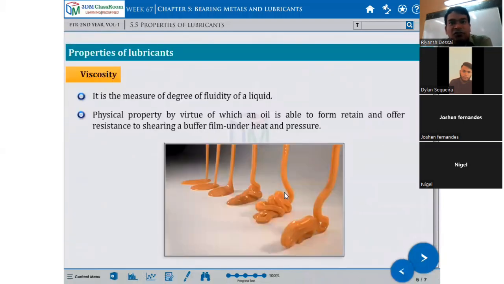First is viscosity. It is the degree of fluidity of a liquid, a measure of how it flows. When you remember the viscosity definition, keep in mind the picture of tomato sauce coming out. It has a high viscosity, so it takes a lot of time to come out. It is the physical property by virtue of which an oil is able to form, retain, and offer resistance, a shearing buffer film under heat and pressure.